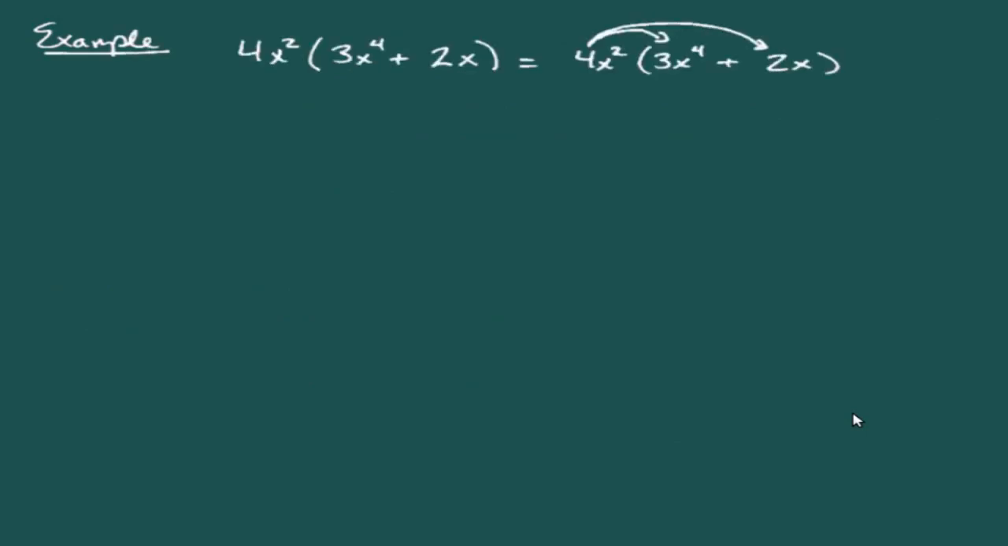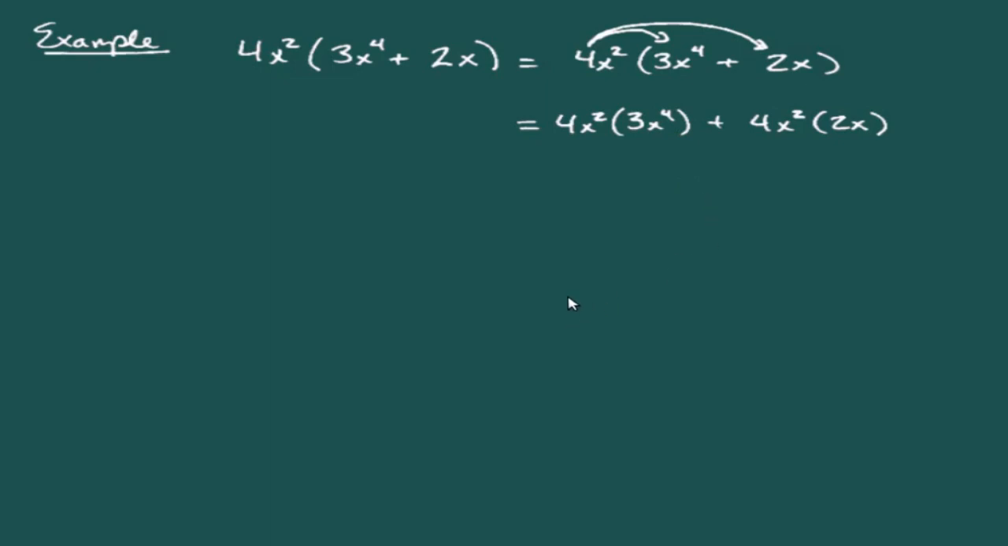So a slightly more complicated example, suppose now that we've got 4x squared times the quantity 3x to the 4th plus 2x. Well, the distributive property tells us that the 4x squared is going to multiply both terms. It's going to multiply the 3x to the 4th, and it's going to multiply the 2x. So we've got 4x squared times 3x to the 4th plus our 4x squared times 2x. Now, just like in the previous example, we multiply the coefficients, we add the exponents.